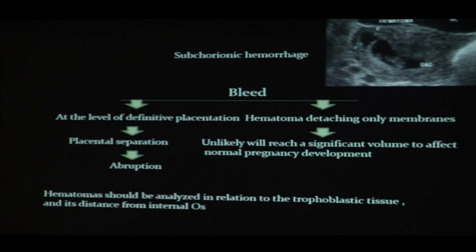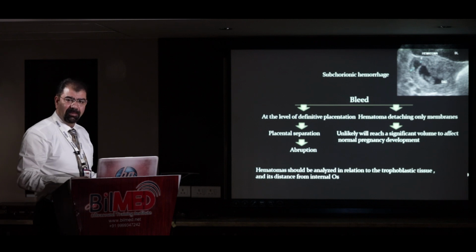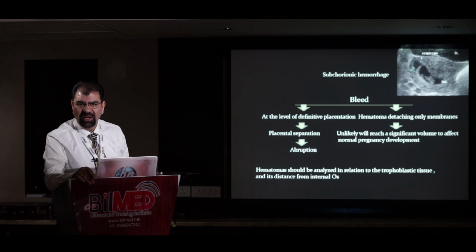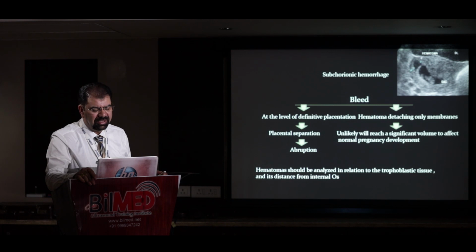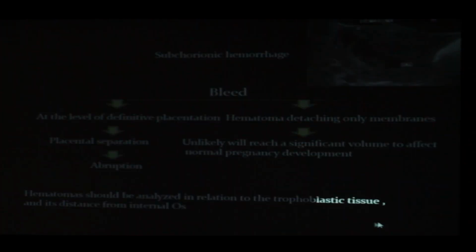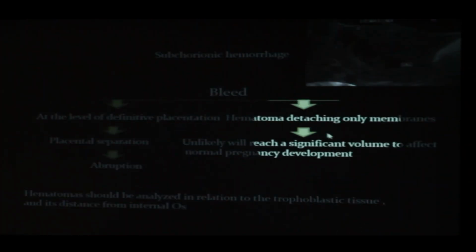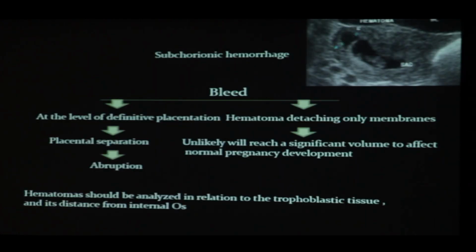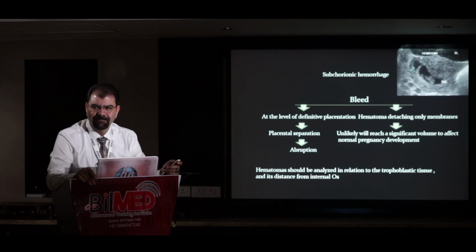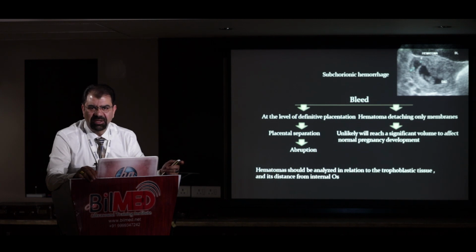Now, these hematomas should be seen in relationship to the trophoblastic tissue. How? We will discuss this. How can I make out whether I am dealing with a bleed which is at the level of placentation or away from placentation? This is my point. I am talking of early pregnancy, where it is a bit challenging to say where the placentation is.